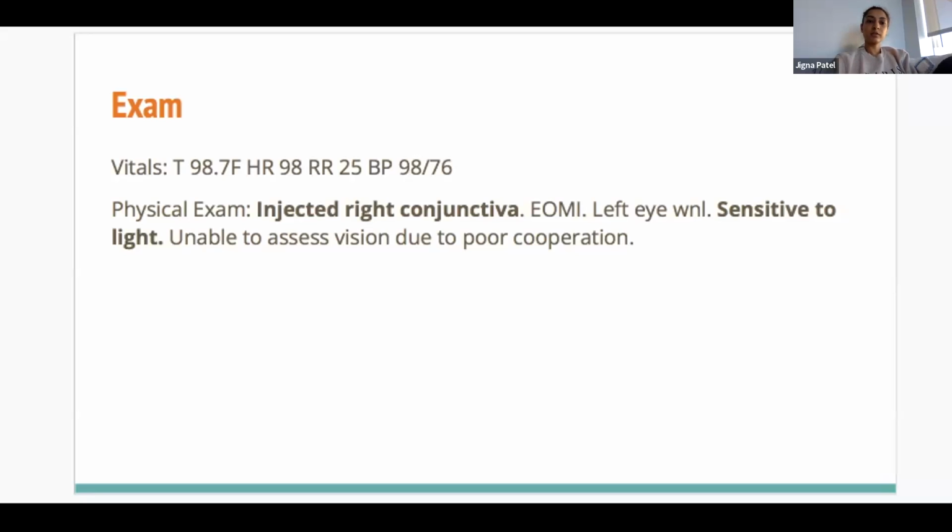What are some of the differentials that you guys are thinking of? Yep, traumatic iritis, yes. So this patient did have trauma to the eye, so traumatic iritis is definitely something you should think about. You should also think about any sort of foreign body that could be lodged in the eye, abrasion, laceration, and globe rupture, which is something that you would be able to see as well.